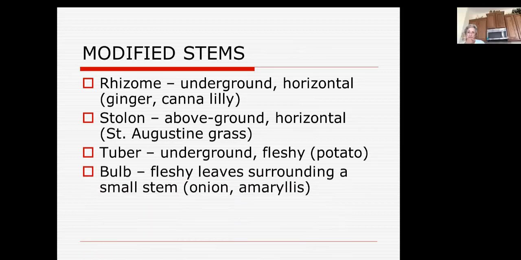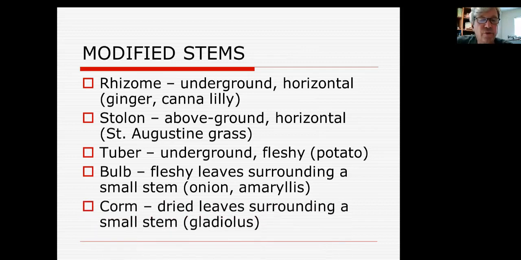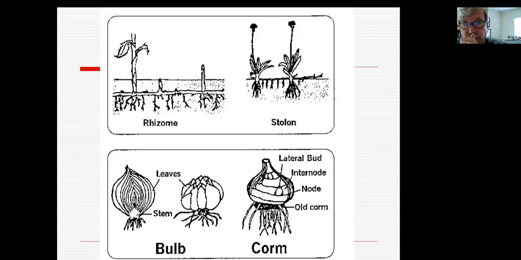And then a bulb, another modified stem, they have fleshy leaves that surround a very small, tiny interior stem. And so the ones that y'all are probably the most familiar with is like an onion or an amaryllis. So again, a bulb is that fleshy leaf surrounding a small stem. And then there's another one that has, instead of fleshy leaves surrounding, dried leaves surrounding a small stem, and a gladiolus is an example of a corm, which is very similar to a bulb. You know, it's kind of that splitting hairs thing, but the leaves tend to be drier on a corm versus a bulb.